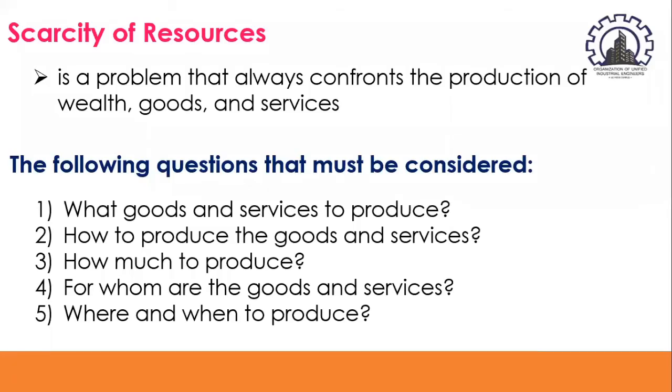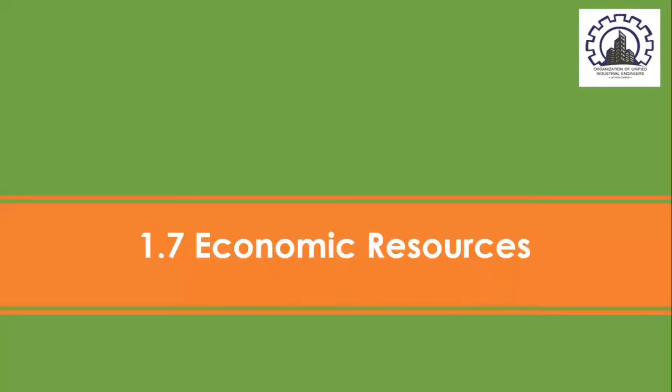So scarcity of resources is a problem that always confronts the production of both goods and services. While the availability of resources is limited, human wants are unlimited or insatiable. Economics comes in then to harmonize human wants with what he has. Now, the basic economic problem may be derived from the above-cited definitions and discussions. Since the available resources are not enough to satisfy the unlimited wants of the people, decisions must be made with the said constraints in mind. And therefore, the following questions must be considered.